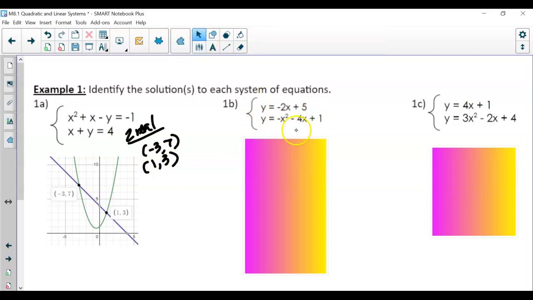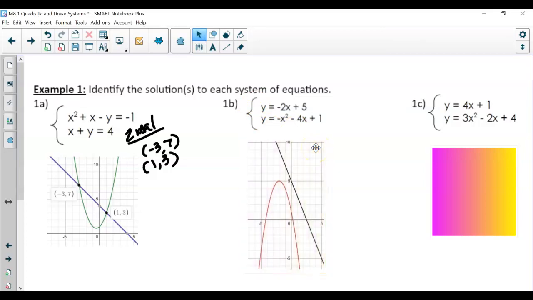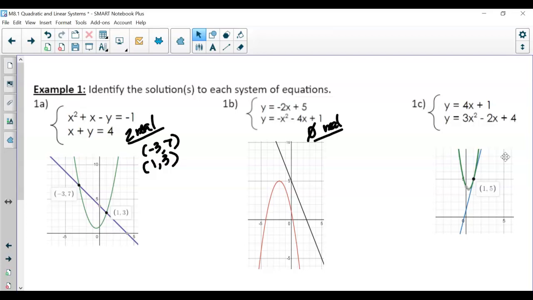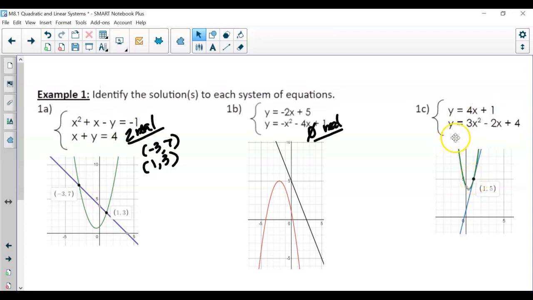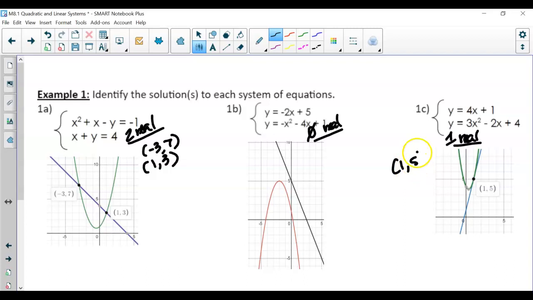Go ahead and pause the video and try to graph these. In Desmos, you should have seen this. Notice how they don't cross each other. So how many solutions? There are 0 real solutions. Go ahead and pause the video and try to graph 1C. And here you go, it should look like this. Notice they're touching, but they only cross at 1 point. So there's only one real solution, and that one real is 1, 5.